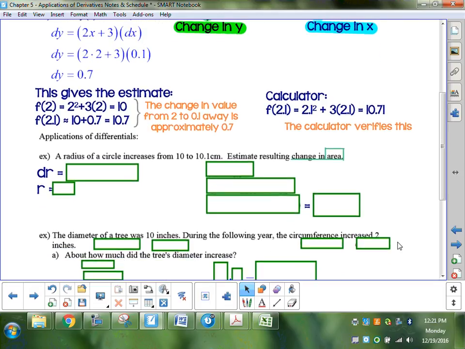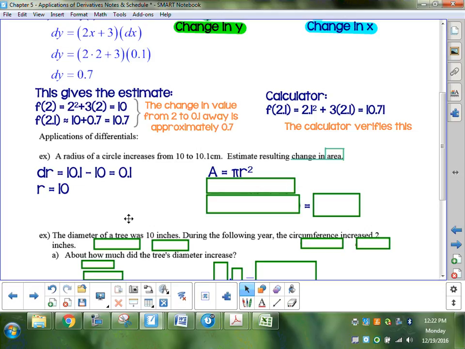A radius of a circle increases from 10 to 10.3. Estimate the resulting change in area. Now, we know what the radius itself is, and we know what the change in the radius is. What's the change in the radius going to be? Hands up, please, if you can tell me. Yeah? 0.1, and what's the radius itself? 10. Now I'm going to look at the derivative formula, and I'm going to take its derivative. Keep in mind, for some of you, this is a struggle. Pi is not a variable, it is a constant.